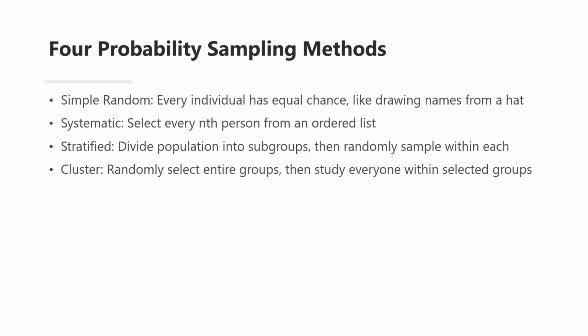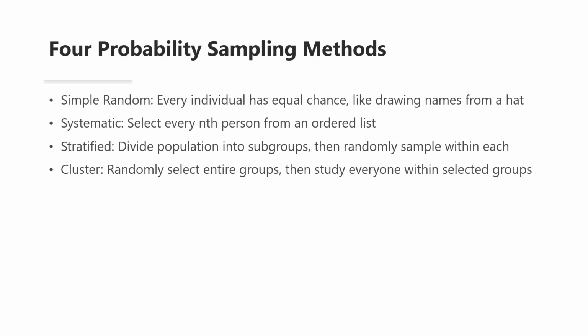Clusters might be schools, neighborhoods, clinics, or work sites. Once clusters are selected, all individuals within those clusters are studied. Cluster sampling is practical and cost-effective when the population is large and geographically spread out. For example, rather than randomly sampling individual students from every school in a state, you might randomly select 20 schools and survey all students within those schools.